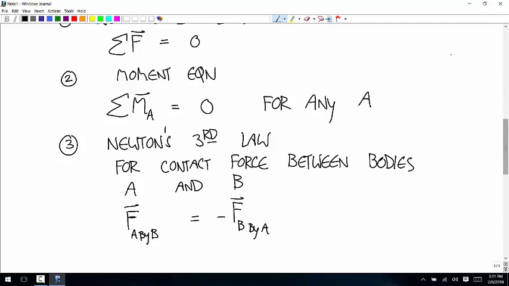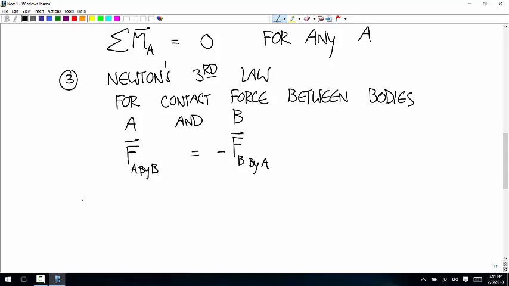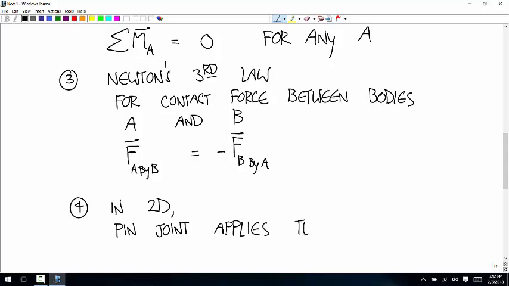And the last fact that we're going to use is in 2 dimensions, a pin joint, you can think of that as like a hinge, can apply 2 components of force to any object that it's attached to.